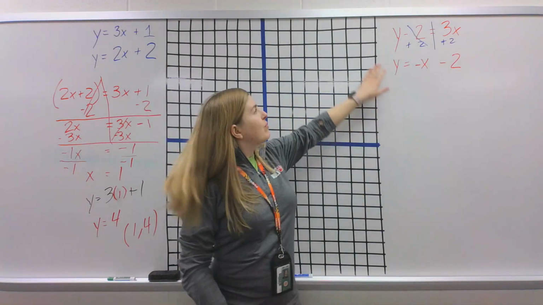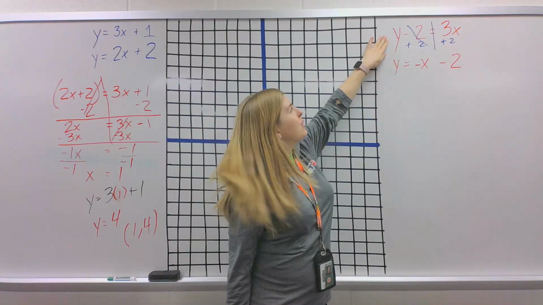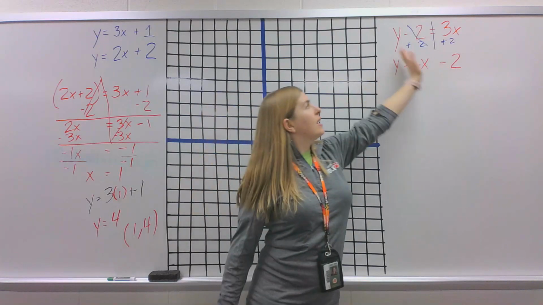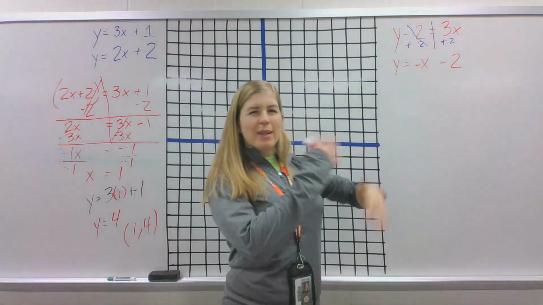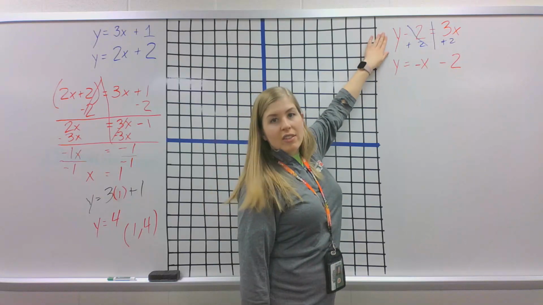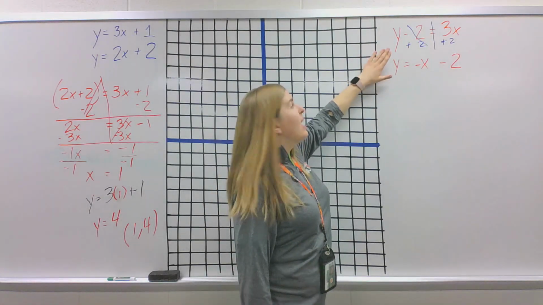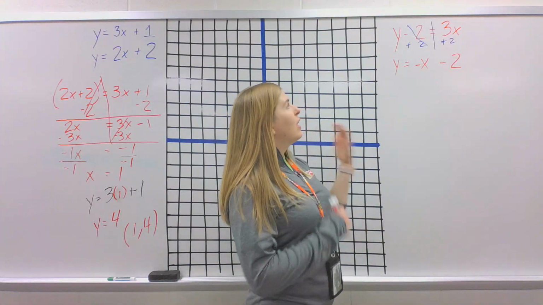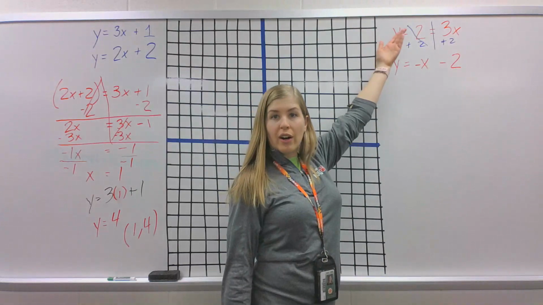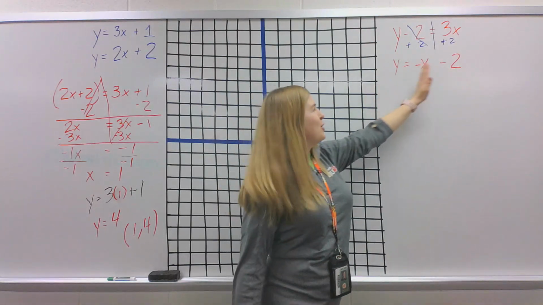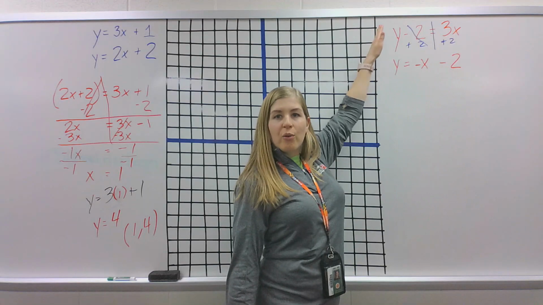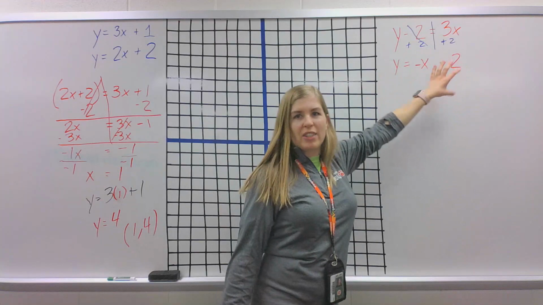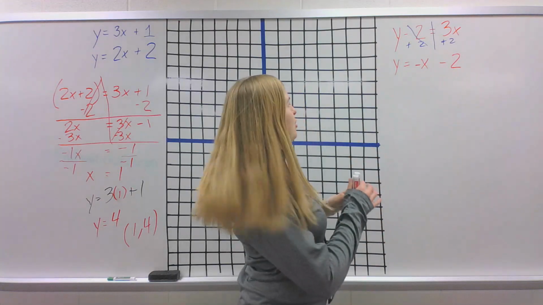Let's try this one over here. We have y minus 2 equals 3x, y equals negative x minus 2. We ended up switching it into slope-intercept form to make it easier for graphing, but we could literally just leave this as y minus 2 equals 3x and y equals negative x minus 2. We're going to substitute negative x minus 2 for y in our original equation because this is already y equals something. So it's just easier to plug that in. So I'll show you what that looks like.